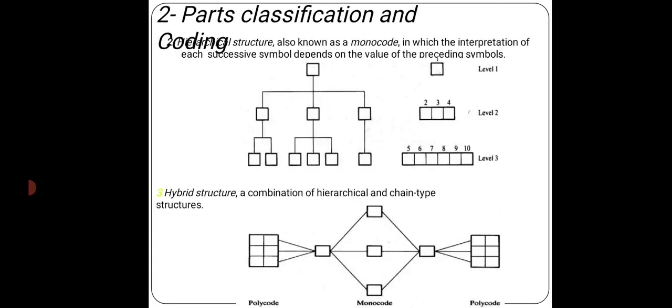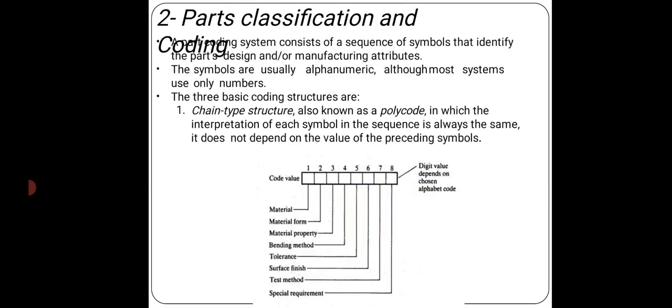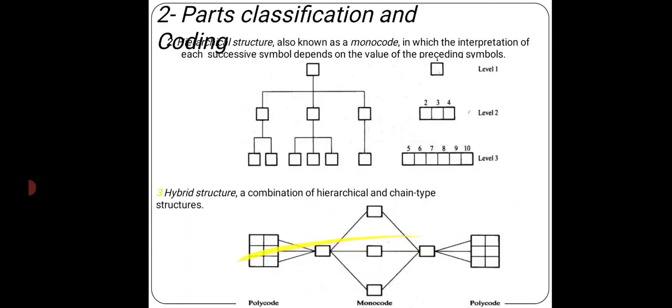Parts classification and coding. Second one, hierarchical structure, also known as a monocode, in which the interpretation of each successive symbol depends on the value of the preceding symbols. So this is the opposite of the chain type. This is the hierarchical code, where each value depends on the preceding value.